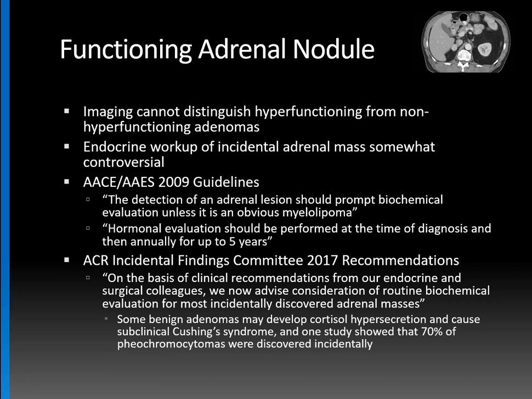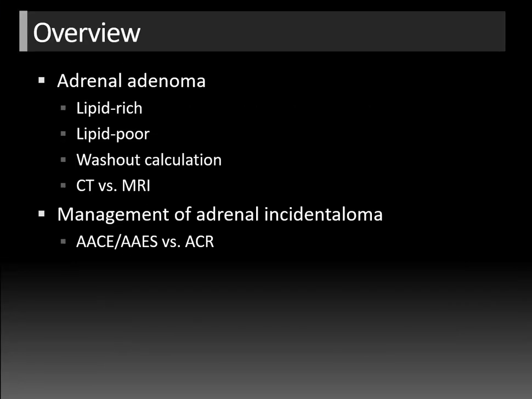And one study showed that 70% of pheochromocytomas were actually discovered incidentally. That doesn't mean they were malignant pheochromocytomas, but still potentially functioning and therefore life-threatening pheochromocytomas. However, it's unclear which masses should undergo endocrine evaluation. There's not agreement as far as what biochemical assays do you perform, and also if initially normal, do you repeat these assays and when? All right, that's it for imaging of adrenal adenomas and incidentalomas.